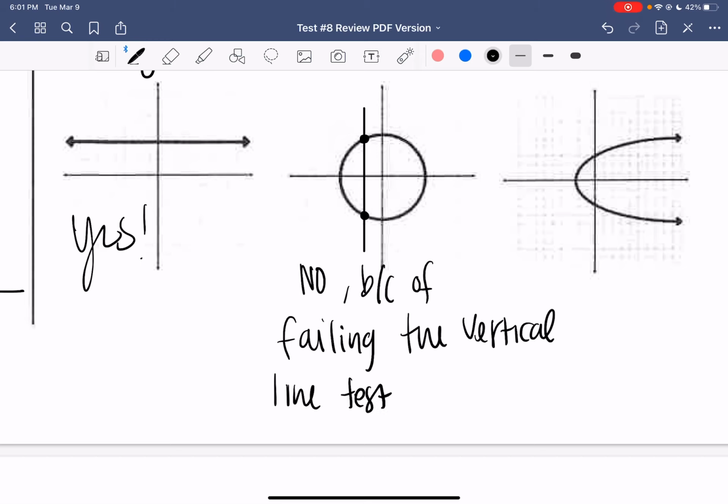All right, and the last one we have right here. So we have, again, it would fail. So I'm going to just say same answer as before. No, because it fails the vertical line test.